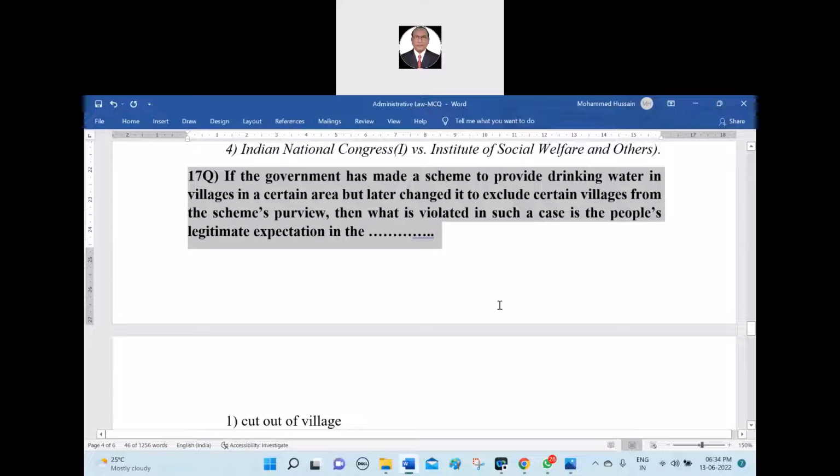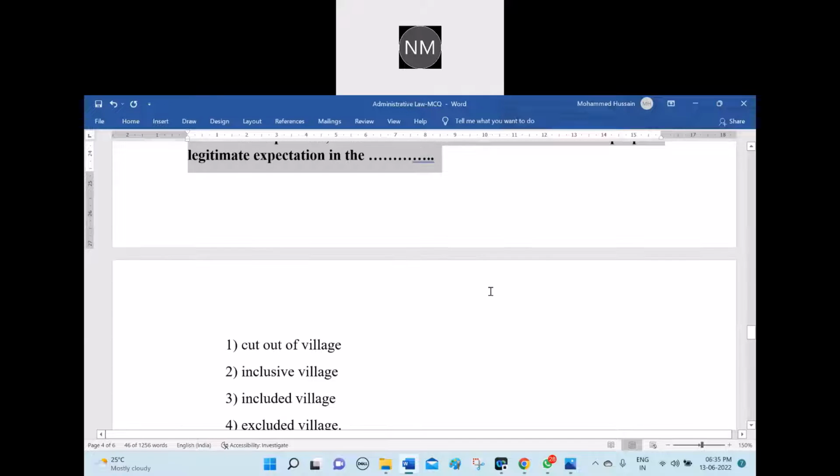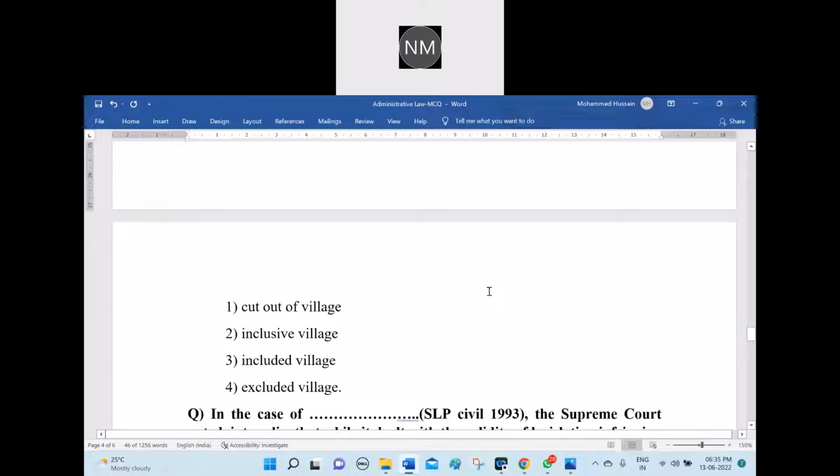17th question. If the government has made a scheme to provide drinking water in villages in a certain area, but later changed it to exclude certain villages from the scheme's purview, then what is violated in such a case is the people's legitimate expectation in the dash. Option 1, cutout of village. Option 2, inclusive village. Option 3, included village. Option 4, excluded village.